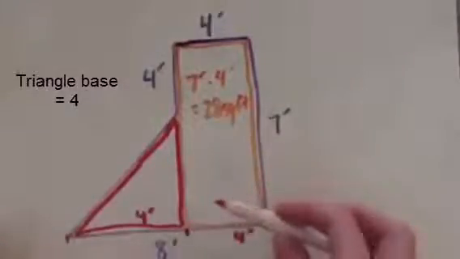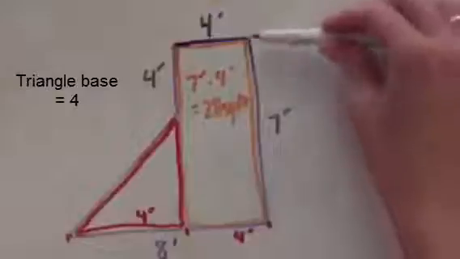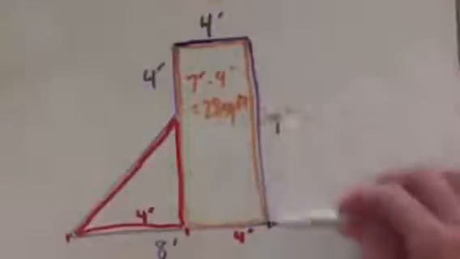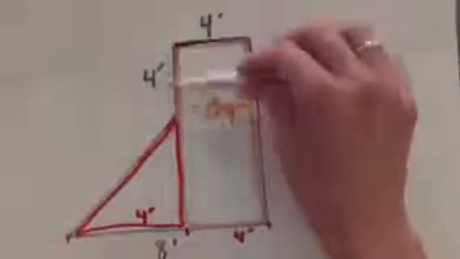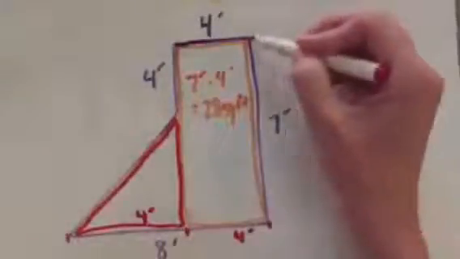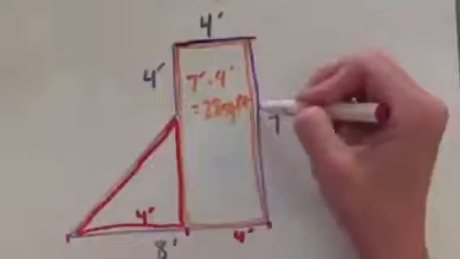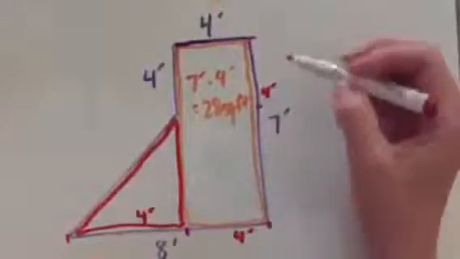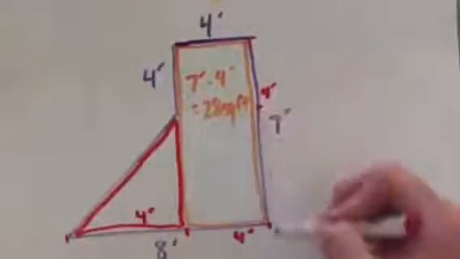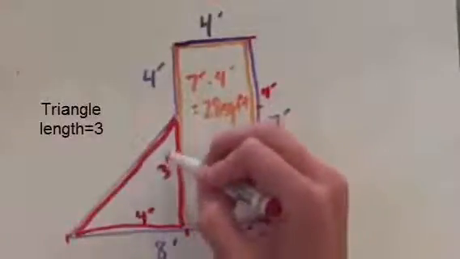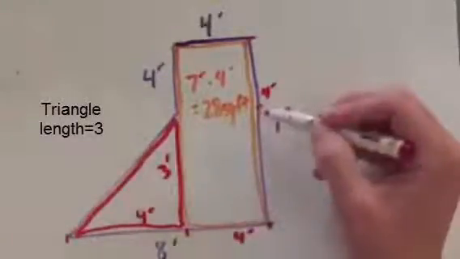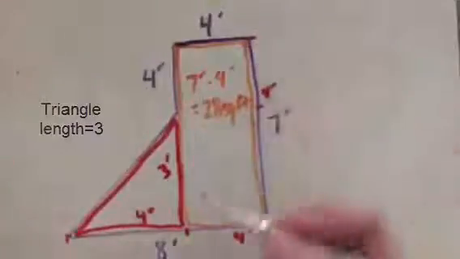And then I can figure out the height in a similar way. I know that the entire height of the figure is 7 feet. 4 of that feet are taken up here. So from here to here is 4 feet. That must mean that from here to here is 3 feet. And like I said, it's not to scale, obviously, because that looks a lot bigger than this space. But now I have a base and I have a height.